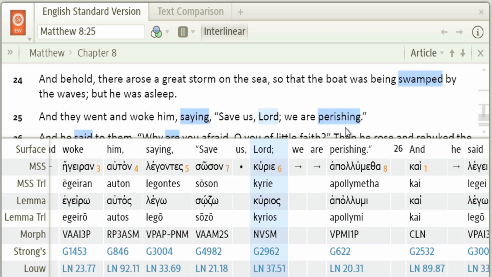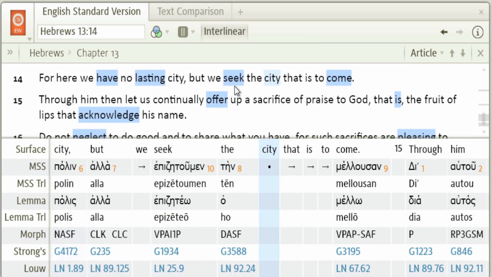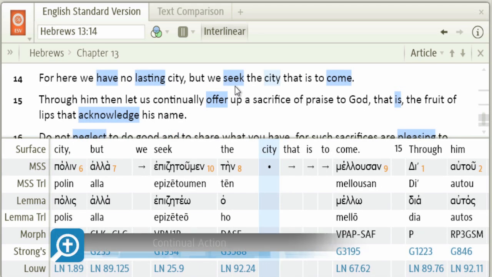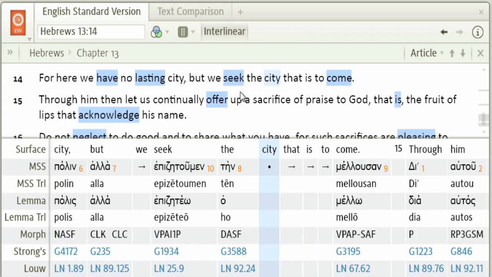And let's take a look at just one more illustration. Now in this example, Hebrews 13:14, just want to focus in on one verb here that is in the present tense. That is the word epizetumen, which is translated seek here in this verse. And the same two characteristics that we talked about in the previous video apply to this.